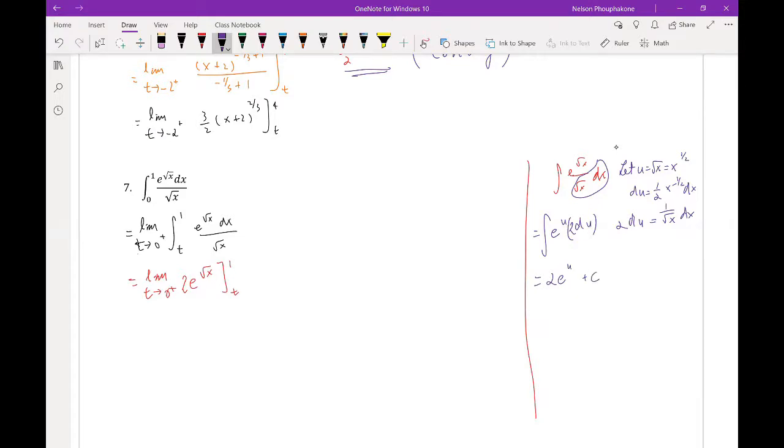Anyway, now I have this. After we have this, I take the limit as t goes to 0 of e to the square root of x minus e to the square root of t. Therefore, in this case I will have 2 times e minus e to the power of 0. Then my answer will be 2 times e minus 1.